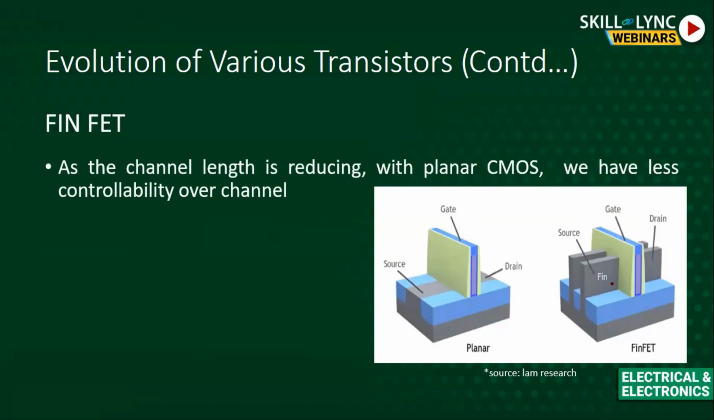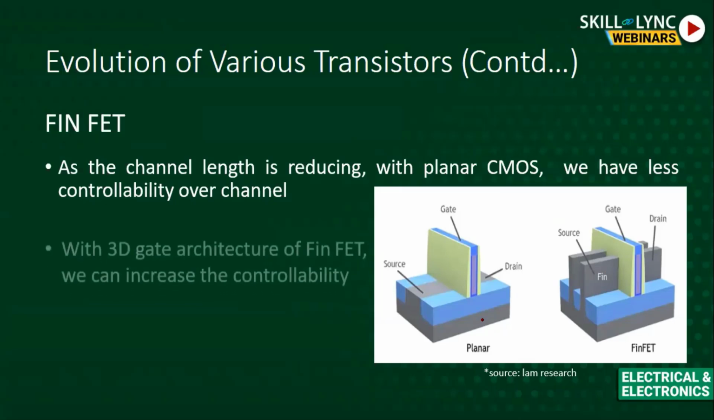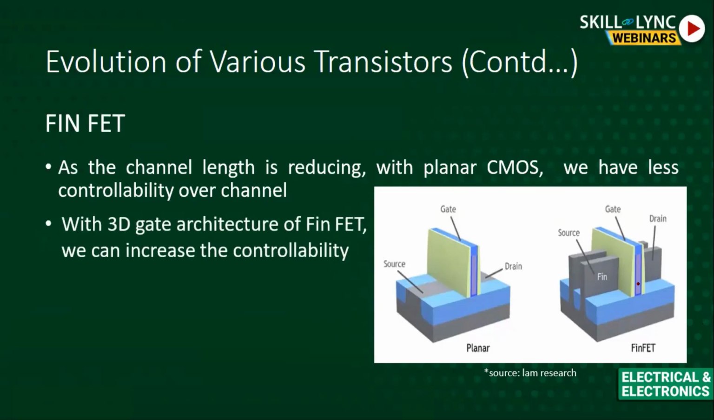As the channel length is reducing, as I said, we have less controllability. But when we use this 3D architecture, we have control over the channel from three dimensions: the left, right, and the top. Earlier it used to be only from the top, with the channel formed underneath. Now it is from the left, right, and top, with the channel formed in between. So we have better controllability over the channel formation compared to planar CMOS. That's how FinFET has resolved the problems related to controllability and channel formation.